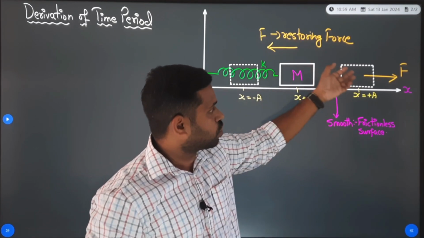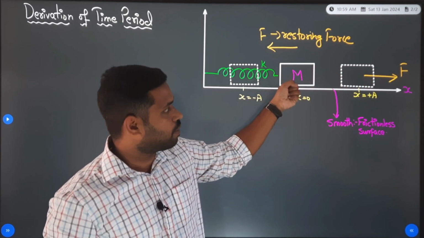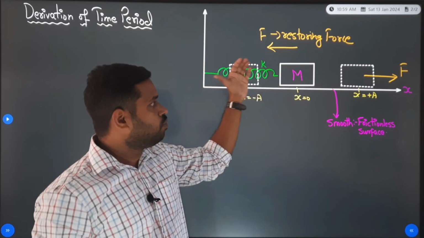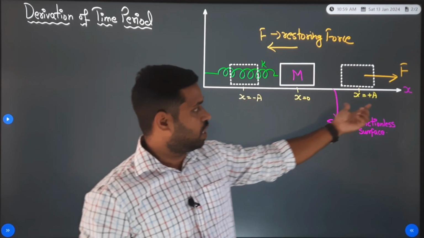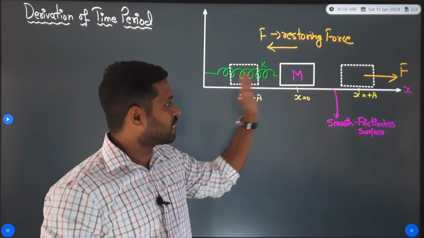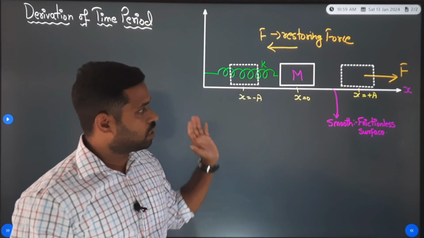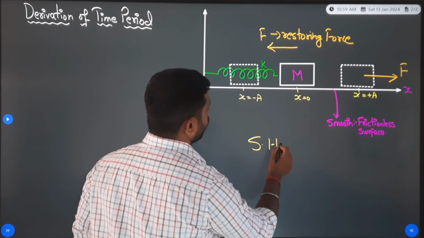Because of this force, the mass will come towards the mean position, but it will not stop there because it still has certain energy present in it. That's why it will move towards the left direction also, to the same distance as it traveled towards the right, and that's how it is going to keep on oscillating, thereby executing a special type of motion which is called simple harmonic motion.